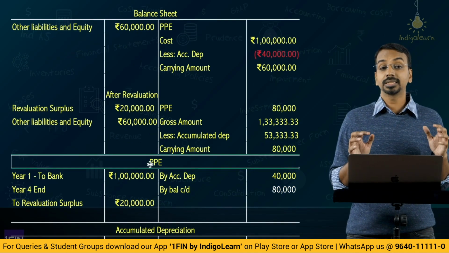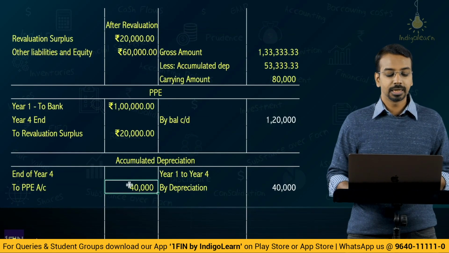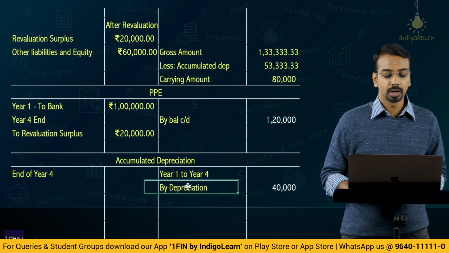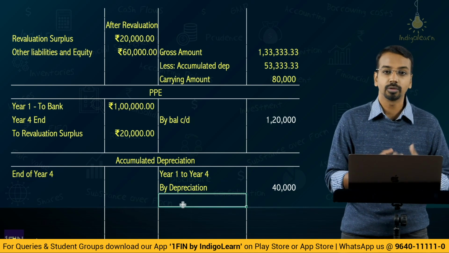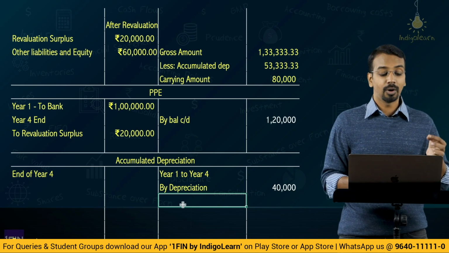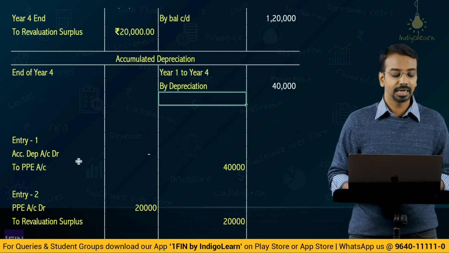Now, in the second approach where we are not eliminating the depreciation, we will not pass the depreciation entry. We will not transfer the depreciation to PPE account, but instead we will increase the depreciation amount. We will increase the depreciation amount as well as the PPE amount. So, first let us look at the journal entry that we will be passing.